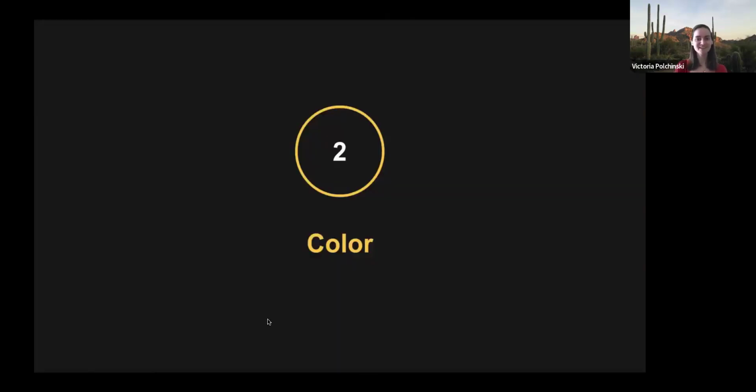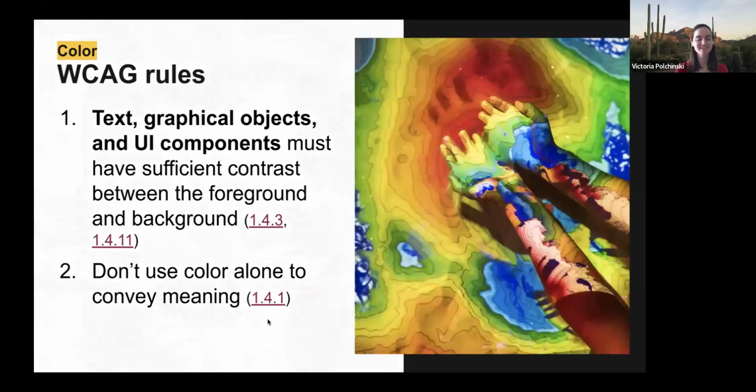All right, so getting into color. I think there's really two big Web Content Accessibility Guideline, or WCAG, rules I tend to talk about when it comes to color. The first is text, graphical objects, and UI components must have sufficient contrast between the foreground and background. And then the second is not to use color alone to convey meaning.